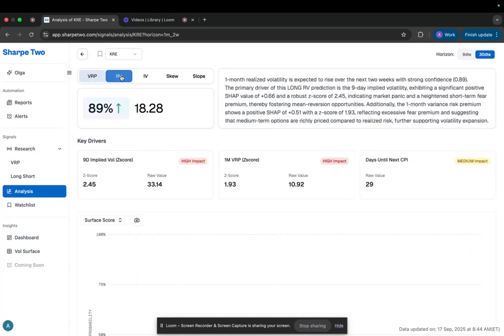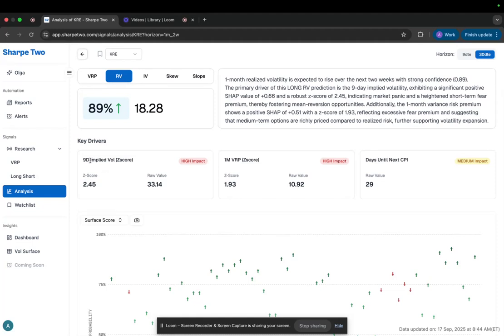What does it say about realized? It says that realized volatility should go up because we are quite far from the next CPI. Interesting. But more interestingly, it basically picks up that implied at 9 days being high is likely to trigger some bout of realized volatility. That kind of makes sense. The market doesn't buy implied volatility for no reason. So if you see implied volatility going high, that's because the market is expecting something to happen. And that's also the reason why you always want to put IV in the context of RV.